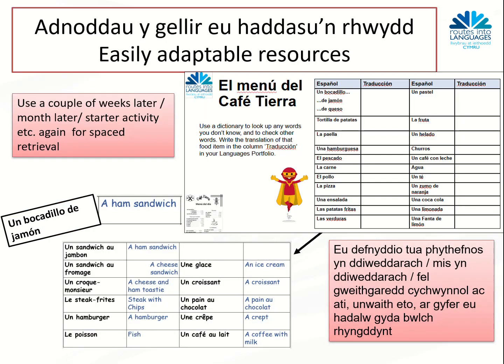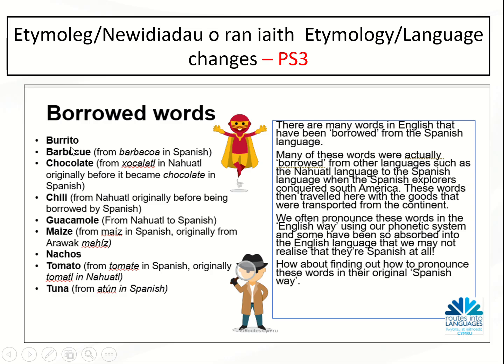They're also very easily adaptable resources. This is a cafe example where they're trying to find out the words using a dictionary, but if you didn't have dictionaries, you could turn it into, as in this French version, a matching-up card activity, and then you could create different things that again could be used later on for spaced retrieval. Another thing it supports with the new curriculum is in progression step 3, where it talks about etymology.